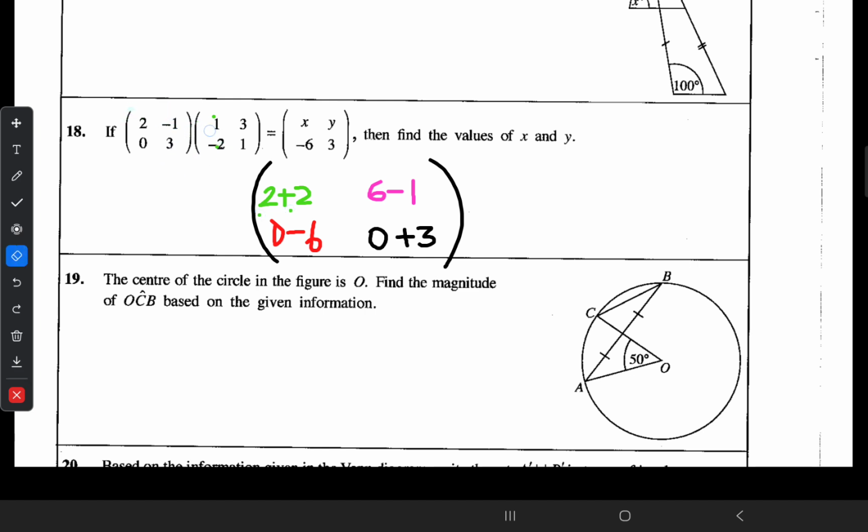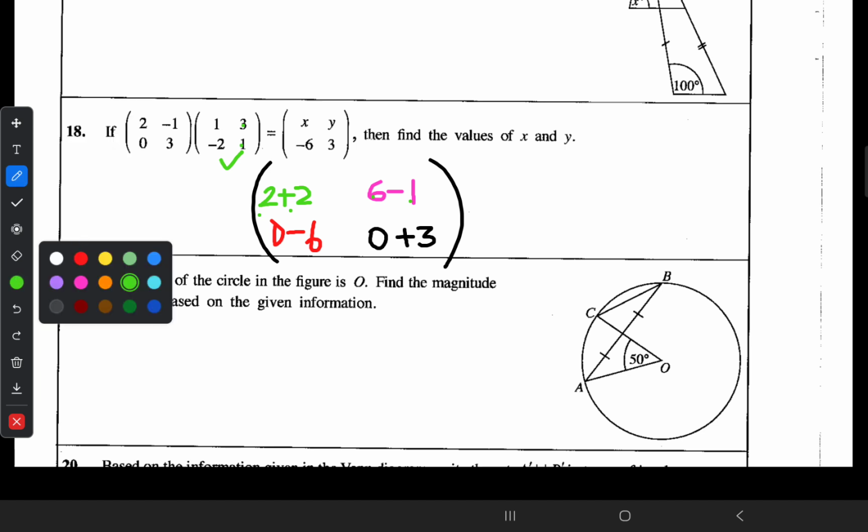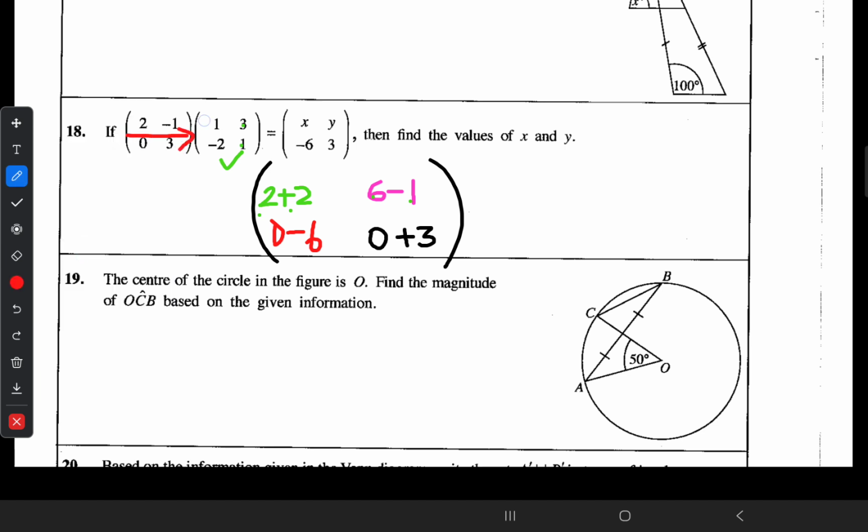And secondly, we need to multiply first row with second column. 2 times 3 is 6. Negative 1 times 1, negative 1. And thereafter, thirdly, second row, first column. 0 into 1, 0. 3 into negative 2, negative 6. And finally, second row with second column. 0 into 3, 0. 3 into 1, positive 3.